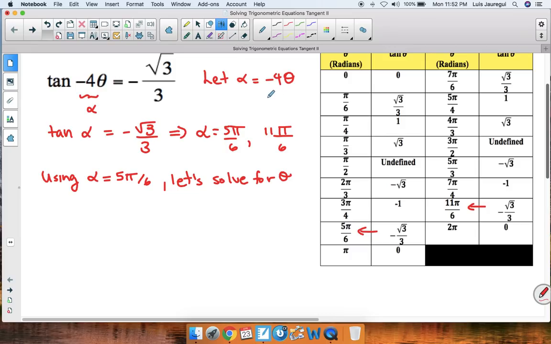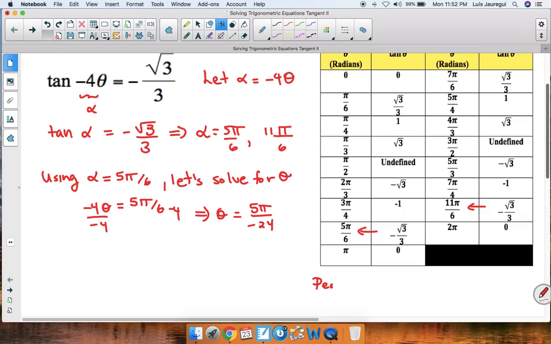Well, alpha was defined to be negative 4 theta, so we can replace that with this here, and that is equal to 5 pi over 6. Now, dividing by negative 4 on both sides, we get that theta is equal to 5 pi over negative 24. However, this is not an angle on the particular interval of interest between 0 and 2 pi. So to get an angle on that particular interval, what we need to do is make use of the period.